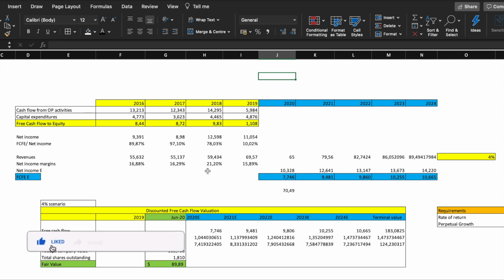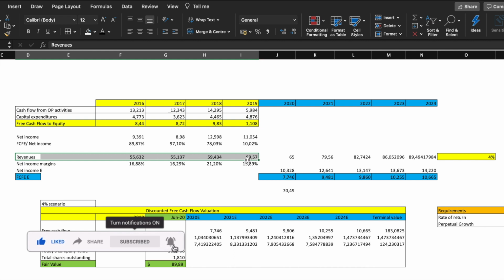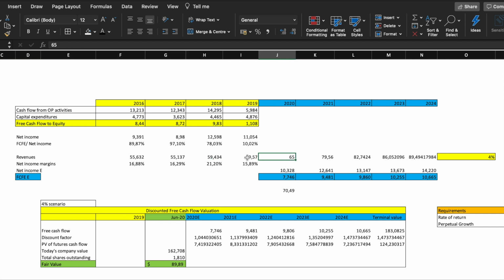Revenues. Let's start with revenues. Those are the last 4 years of revenues, and we can say that in 2020 they are not going to make as much as they were making before. Why? Because of this pandemic, everything is closed, and also the parks are closed. So let's say 65 billion in revenues.